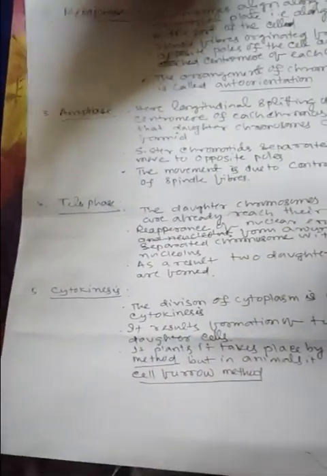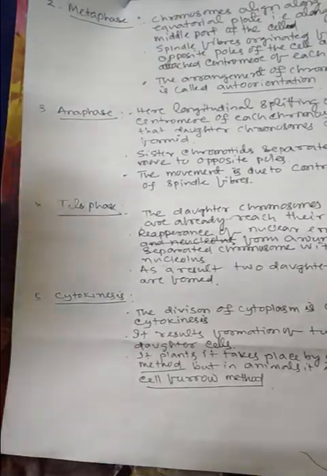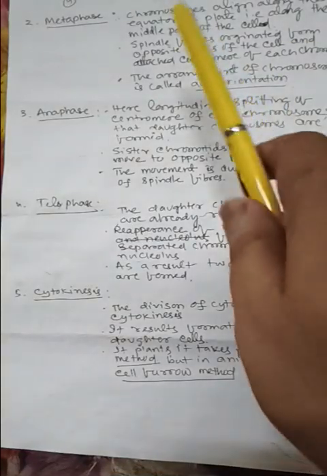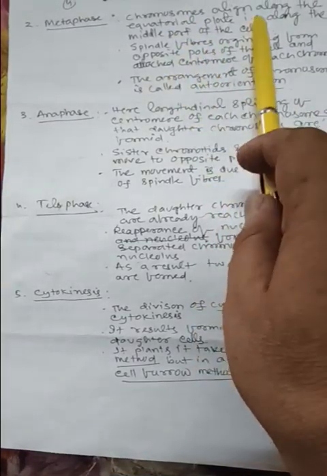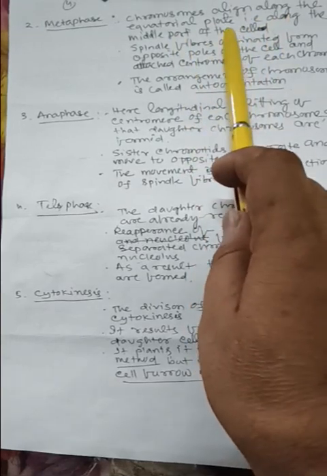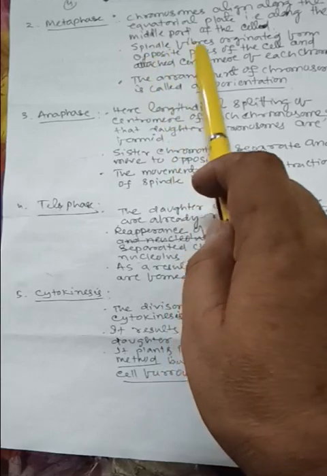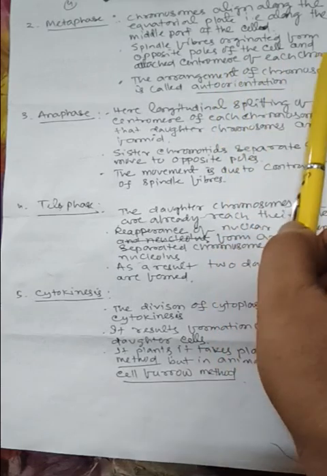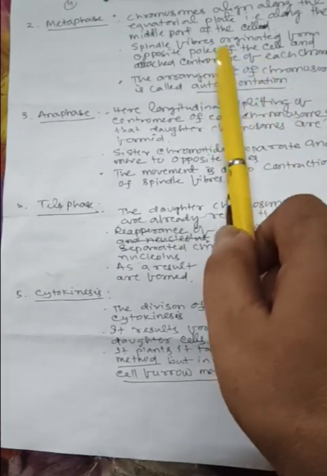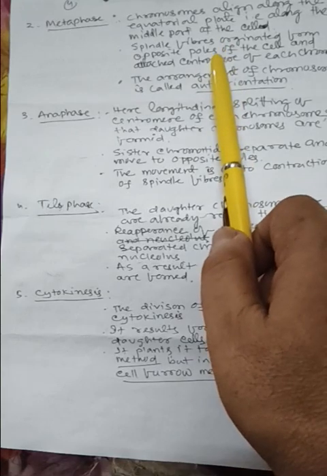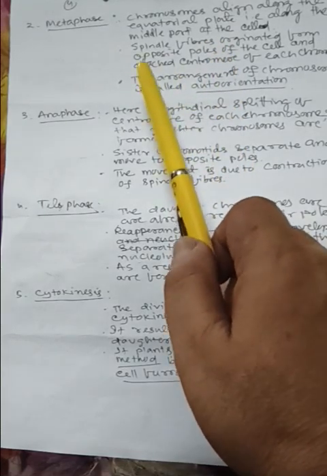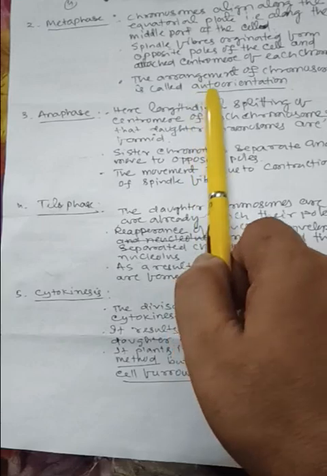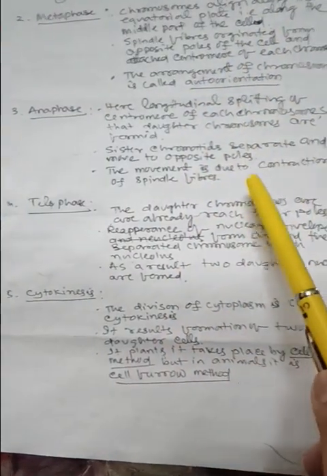Metaphase means chromosomes are arranged in the middle part of the cell. That is called metaphase. The characteristic feature of metaphase is that chromosomes lie along the equatorial plate, the middle part of the cell. Spindle fibers originate from opposite poles of the cell and attach to the centromere of each chromosome. A chromosome has a centromere where two chromatids are attached. We will discuss this diagrammatically later. The arrangement of chromosomes in the middle of the cell is called auto-orientation.